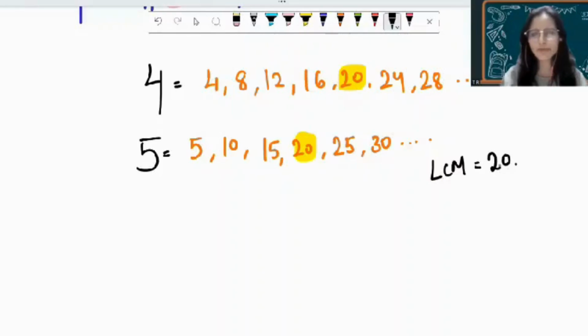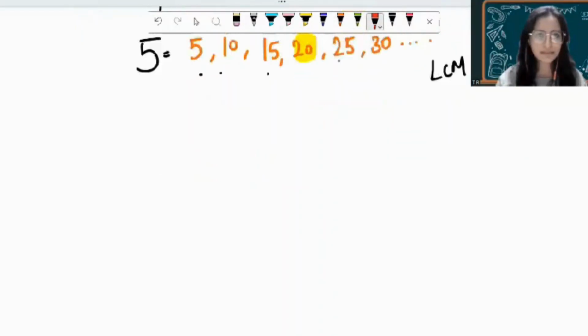But there is a problem with this method. What if I give you big numbers and you do not know the tables of those? And when you are writing it down using repeated addition, it is going to be difficult for you. It is going to take a lot of time, right? So that is why we need one more method for this.